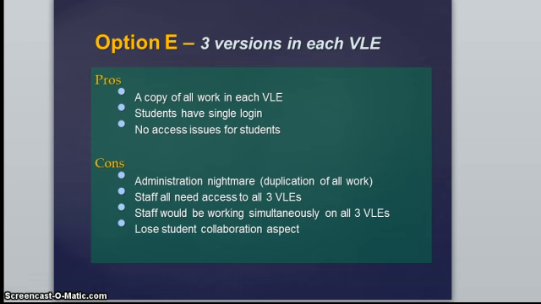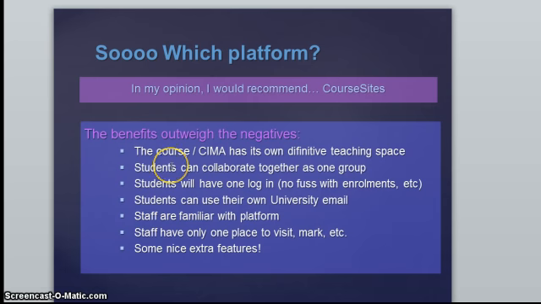Right, option E was the invisible option, because this didn't really come across as viable. At first look, having 3 versions in each VLE, so Newcastle have their own version, Sheffield their own, Liverpool their own, it might sound nice. It means a copy of all work in each VLE, and students end up having only one login, so they enrol at Newcastle, they log in at Newcastle. Liverpool the same. And no access issues for students, but there are cons.